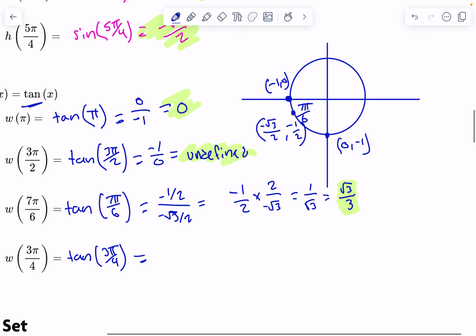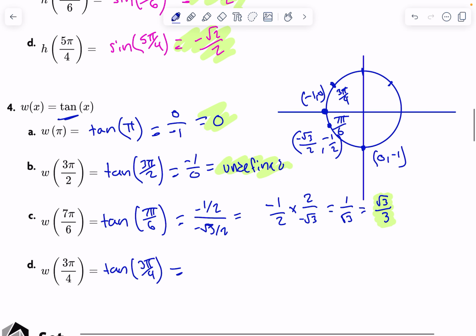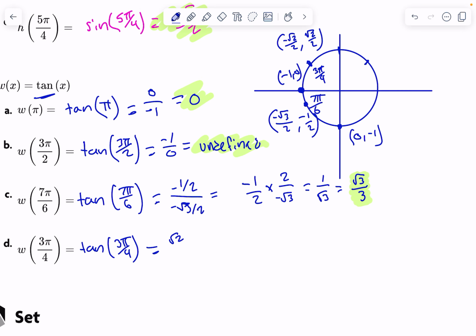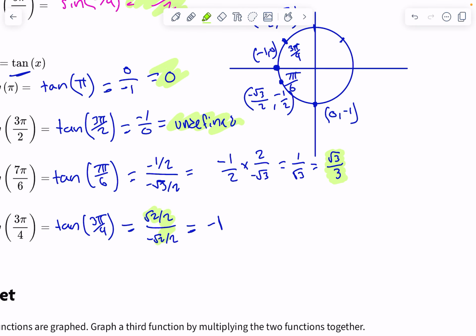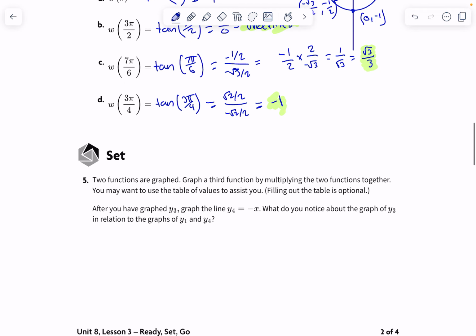Now tangent of 3 pi over 4. So for that, this is 1 pi over 4, 2 pi over 4, 3 pi over 4. So that's right over here. And what do we have? We have negative square root 2 over 2, comma, square root 2 over 2. So that's going to be square root 2 over 2 divided by negative square root 2 over 2, which is just going to be equal to negative 1. Okay? Because we're dividing the exact same thing. Negative 1. Very nice.